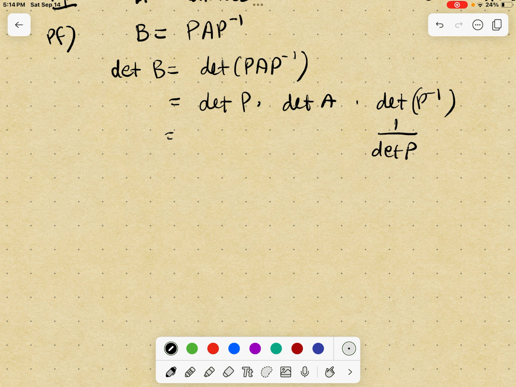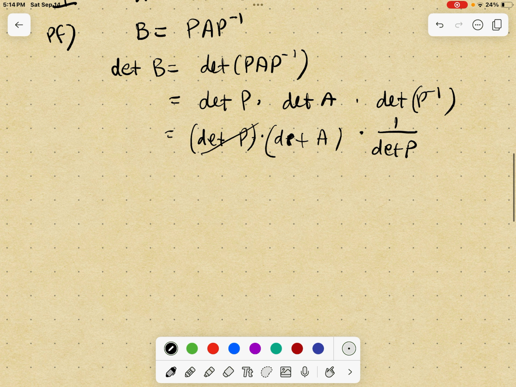And since P is invertible, the determinant is non-zero, so I don't have this issue of dividing by 0. So I have the determinant of P times the determinant of A times 1 over the determinant of P. Determinants, in this case, are just real numbers, right? So I have a real number times 1 over that real number. I can cancel these, and I get the determinant of A. So therefore, indeed, B and A have the same determinant.